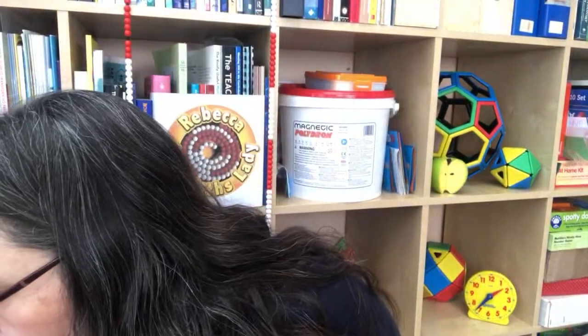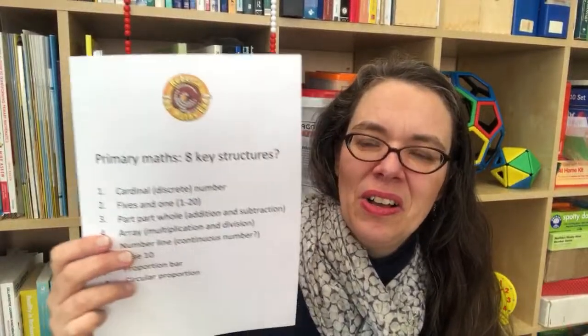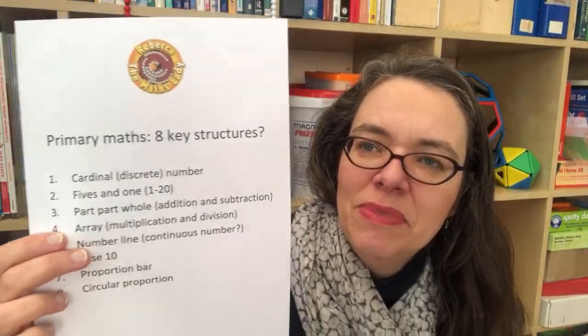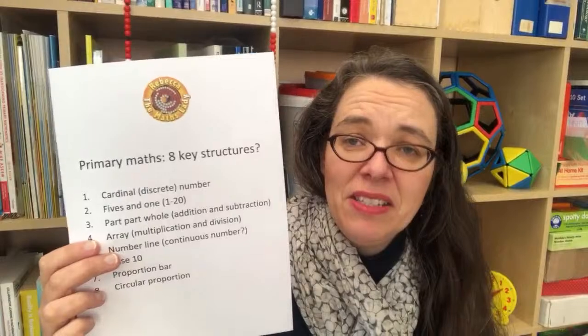Over the last 10 years, I've really come to believe that there are 8 core structures in primary maths, but this is just a hypothesis. I want to bring others into the conversation. I want there to be a real global dialogue on this. So this is where I've got to so far. It is based on a lot of work, but it is so contextual.